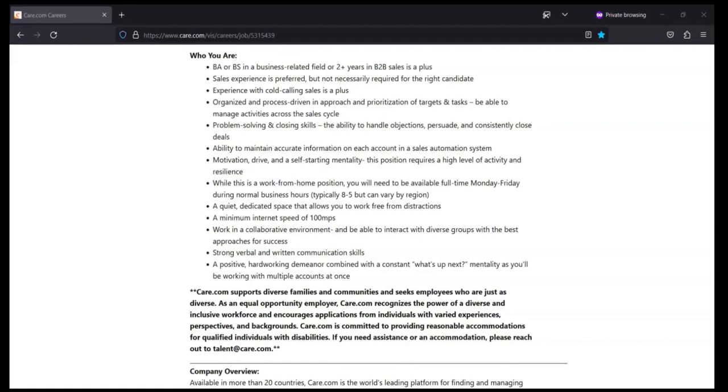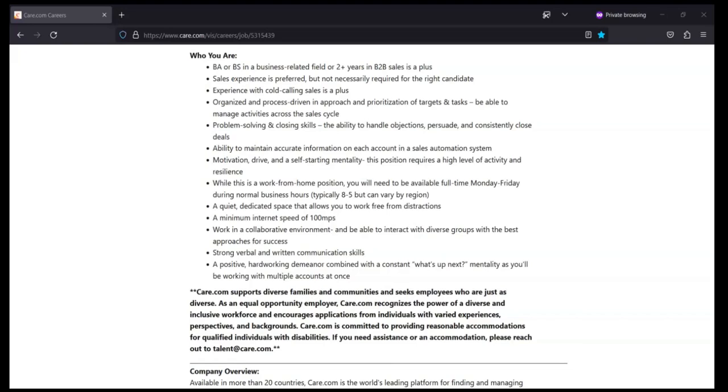Regarding what they're looking for from a candidate, they're looking for someone with a BA or BS in a related business field, or 2+ years in B2B sales as a plus. Sales experience is preferred, but not necessarily required for the right candidate. Experience with cold calling sales is a plus. Organized and process-driven in approach and prioritization of targets and tasks. Be able to manage activities across the sales cycle.